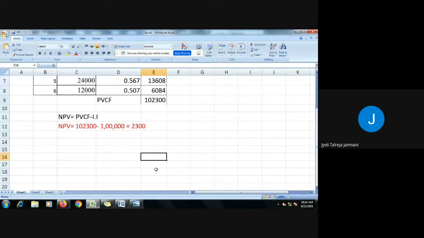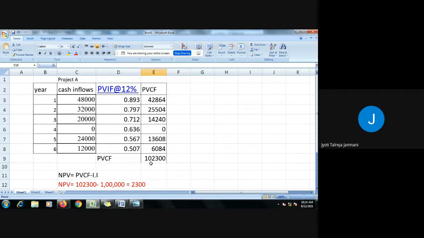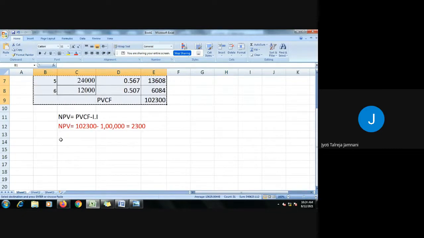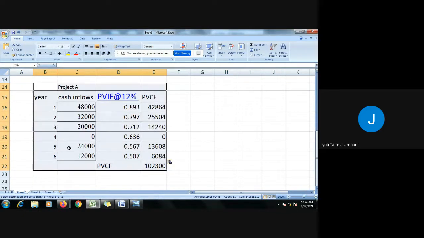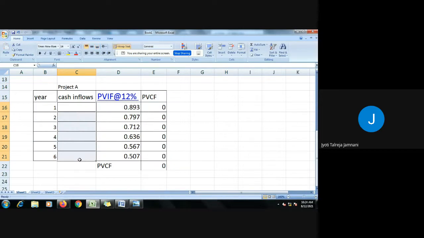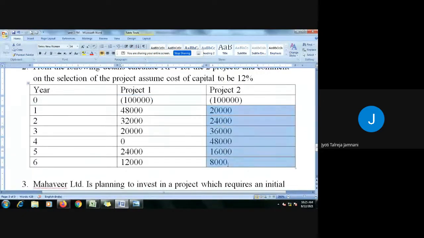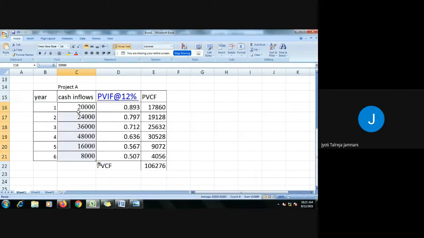Now let's do the same for project B. So we'll copy. Okay. Now the cash flows are different for project B. So we'll find the cash inflows. Present value interest factor will be same because for both the projects the cost of capital is 12%. So once you have written the table values, we can use the same table values. Let us take the 6 years cash flow for project B. These are the cash flows.